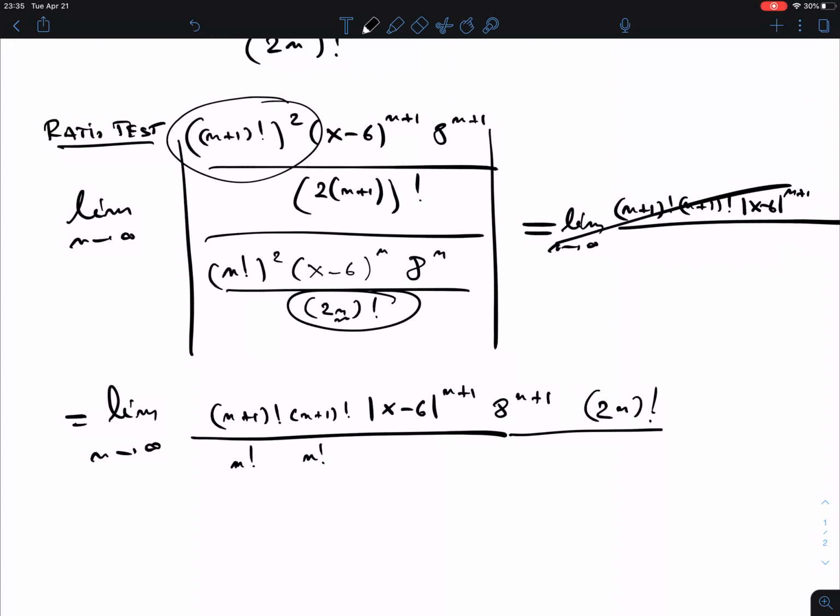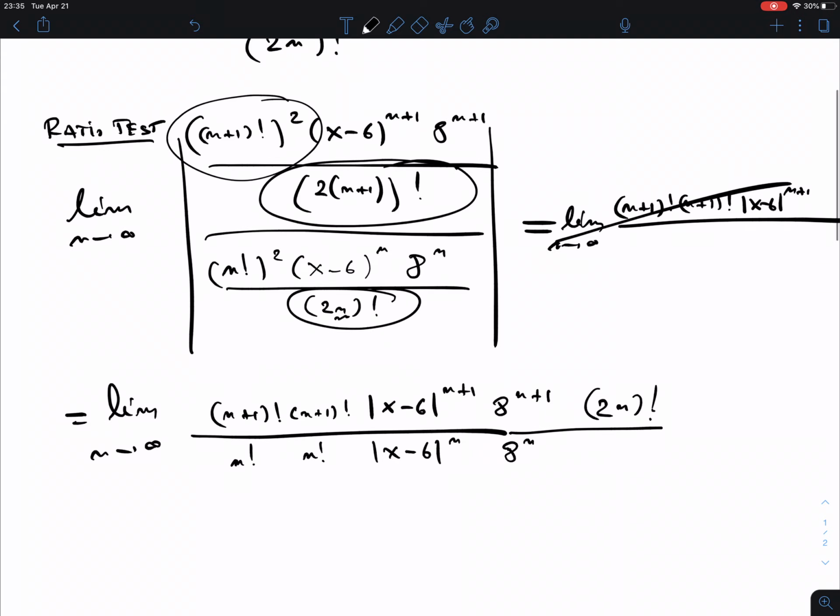Good. And so what we have now in the bottom is n factorial squared, written as n factorial times n factorial. Then we have an x minus 6 to the power n. We have an 8 to the power n. And this is the guy that we get in the denominator here, that is 2n plus 2 factorial. Last time we discussed a little bit more about this 2n plus 2 factorial.